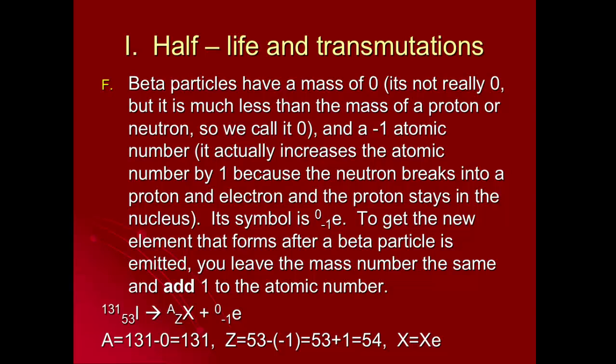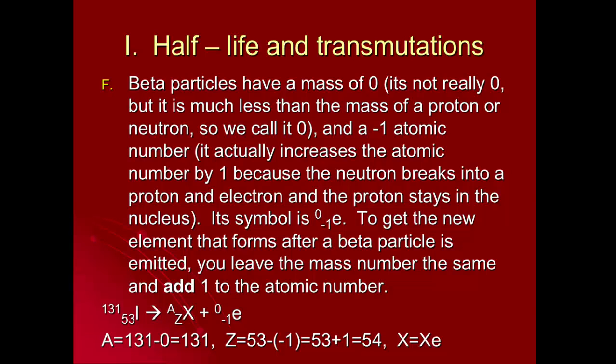Beta particles have a mass of 0. It's not really 0, the electron has mass, but it's just so small that it doesn't affect the mass that we see. So when they write them, they often write the atomic number as -1 because we're going to subtract a -1. In other words, we're going to add a proton to the atomic number. Because when you subtract a negative, it becomes positive. The symbol is often written as 0, -1, electron.